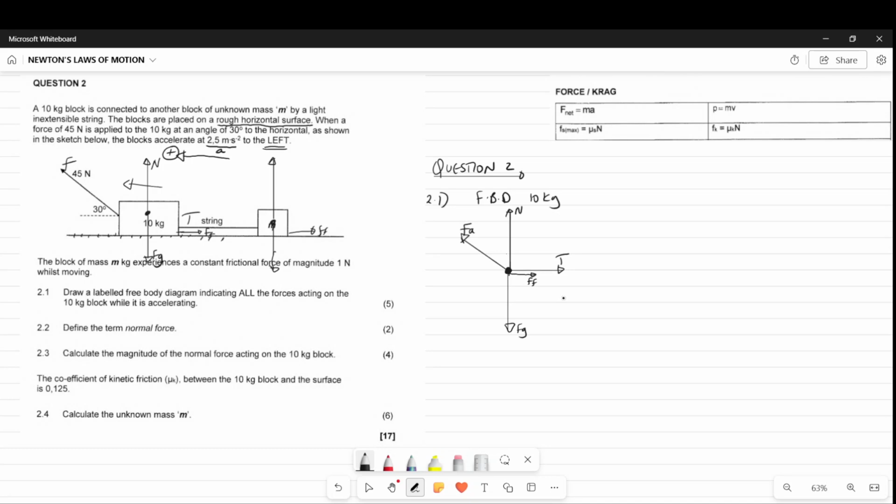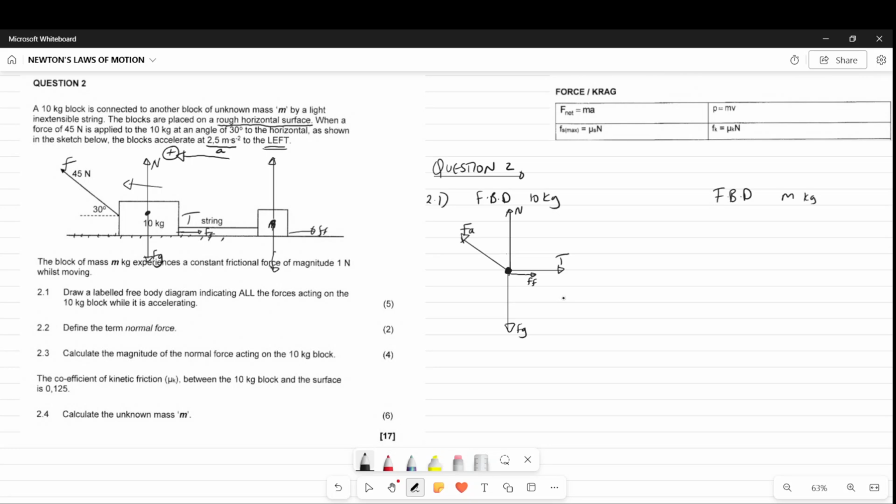Now you also need to draw a free body diagram for block m. Even though they didn't ask, you're going to need this for your calculations, so I advise you to always put it on the side. Now, free body diagram for block m.